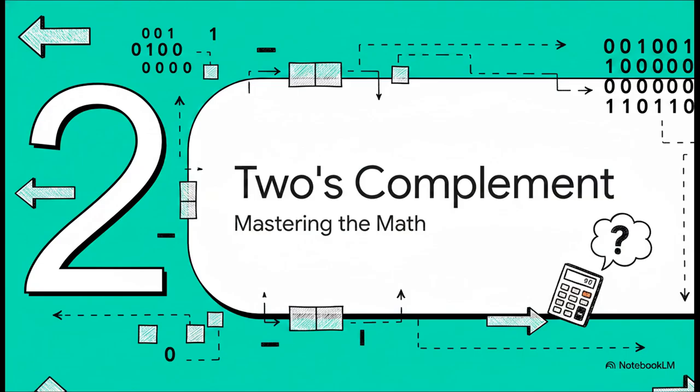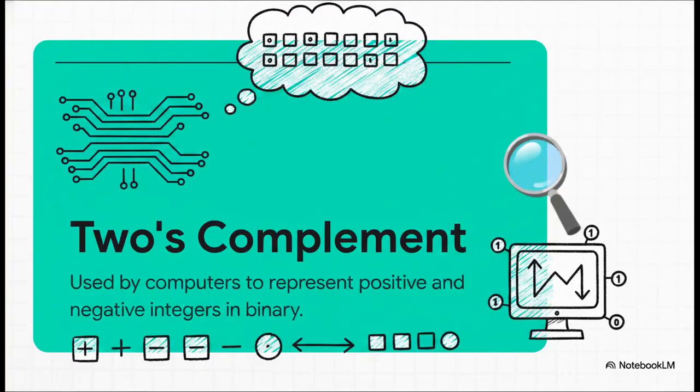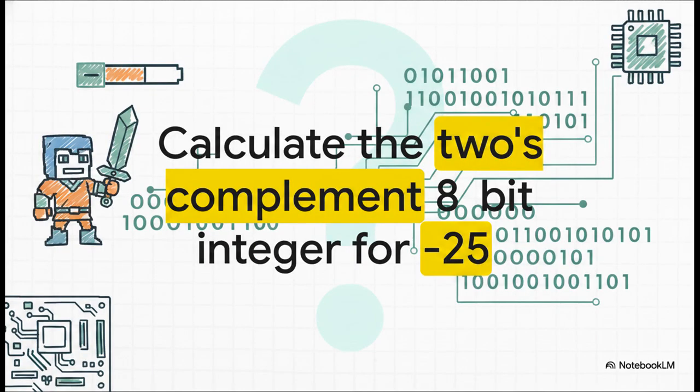Section 2, Mastering 2's complement. Now, this is a notorious area for simple calculation errors under exam pressure, representing negative numbers. The cool concept you absolutely must memorize is 2's complement. If an examiner asks you to define how negative denary numbers are represented as binary, this is the exact terminology they are looking for. It's the mathematical operation computers use to represent both positive and negative integers within the same binary system.